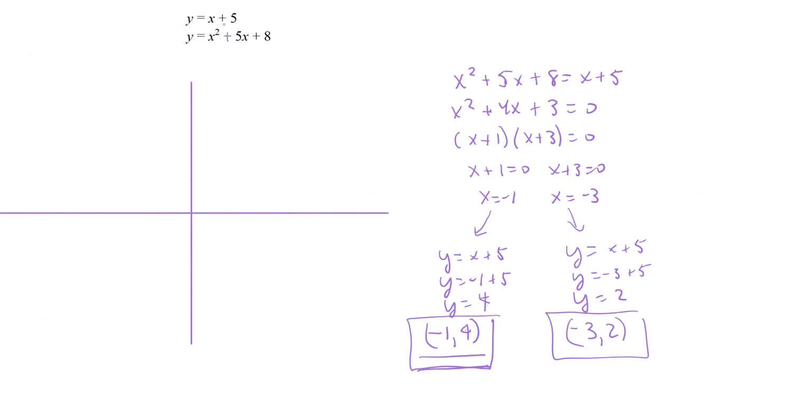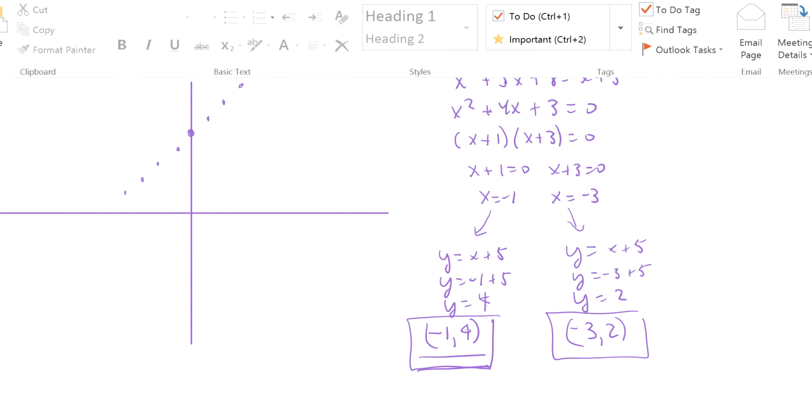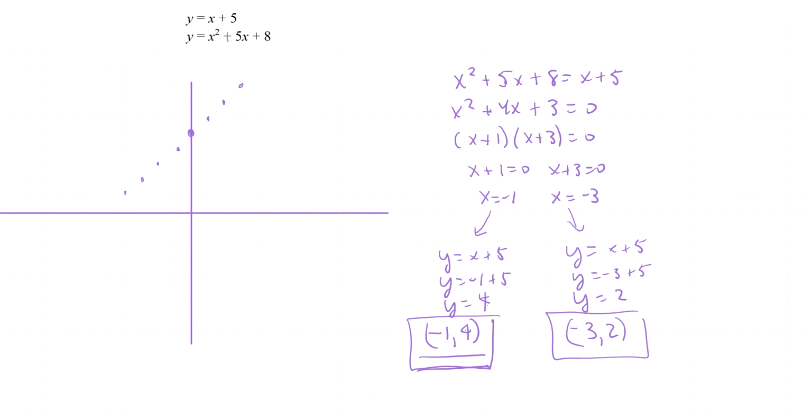So let's graph x plus 5. So 1, 2, 3, 4, 5. So we go up 1 over 1, up 1 over 1, up 1 over 1, down 1 over 1, down 1 over 1, down 1 over 1, down 1 over 1. And so let's put in a line for that. So we get a nice line there.